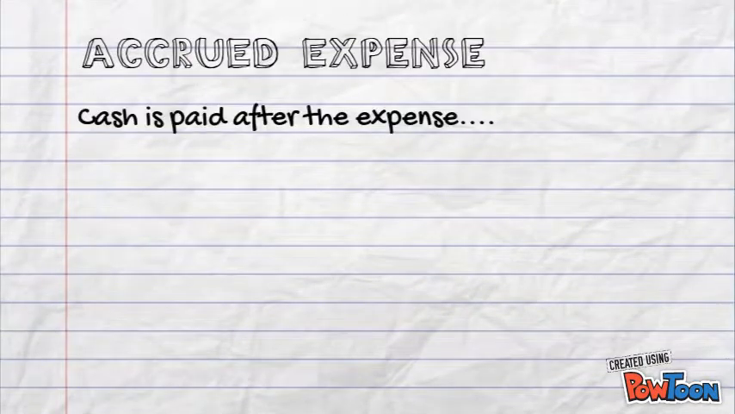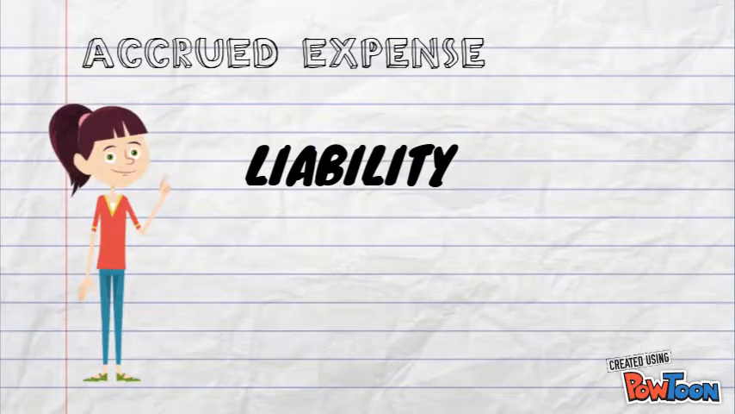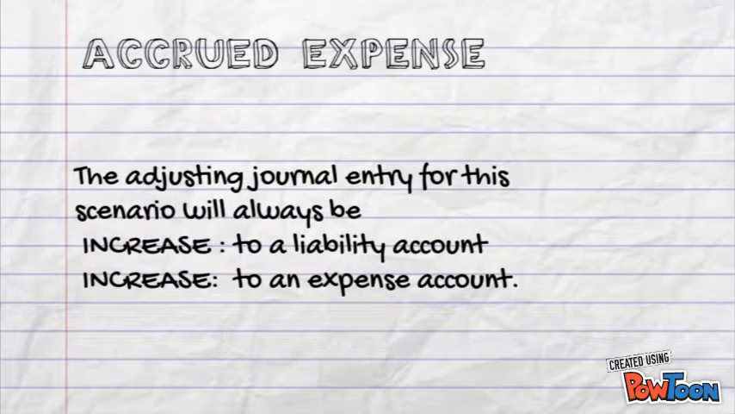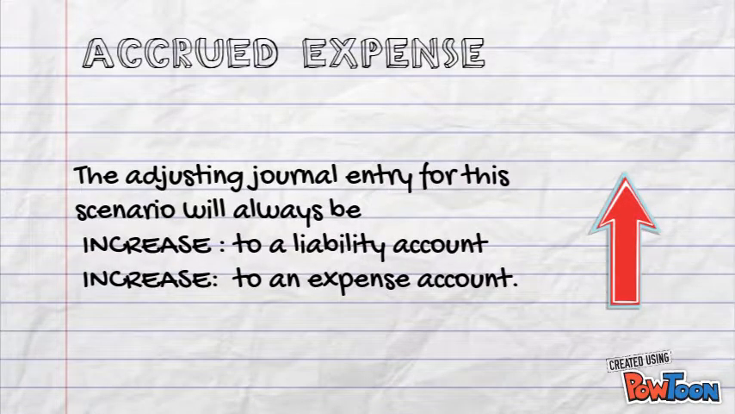Lastly, accrued expense. This is where cash is paid after the expense, basically meaning it is a liability. The adjusting journal entry for this scenario will always be an increase to a liability account and an increase in the expense account.